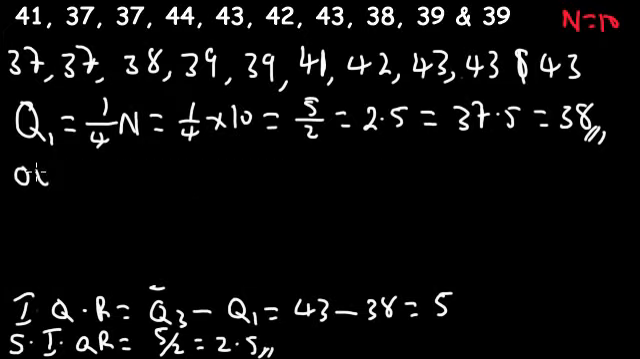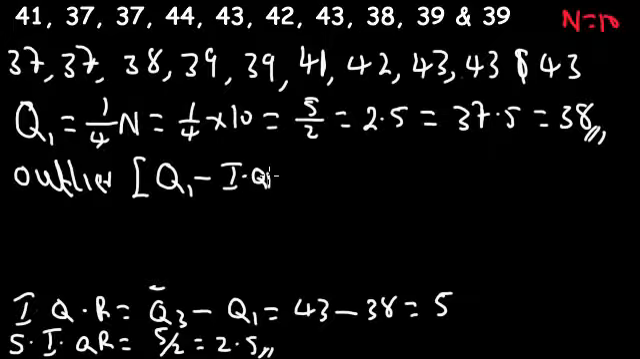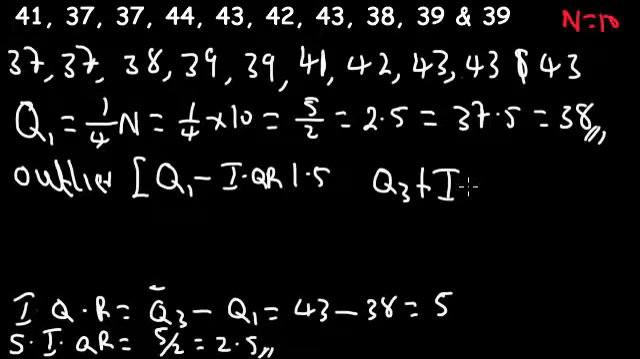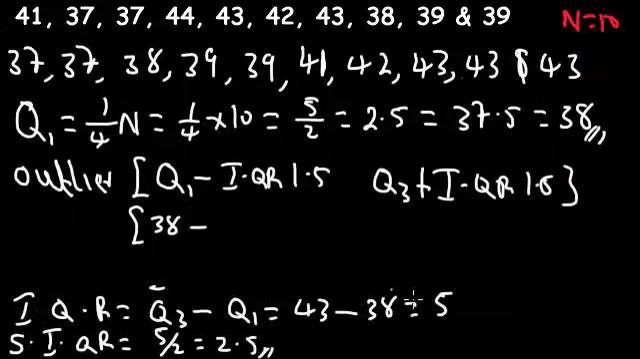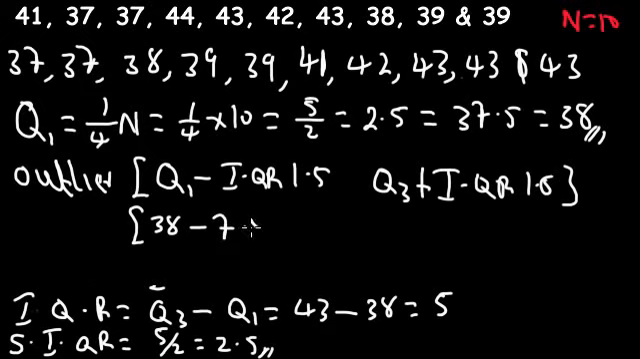We said an outlier is any data outside this range, Q1 minus IQR multiplied by 1.5 all the way to Q3 plus IQR multiplied by 1.5. So Q1, earlier we got that to be 38. So 38 minus IQR, we got that to be 5. So 5 times 1.5, we got 7.5.